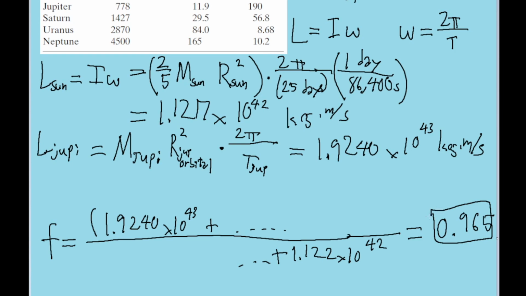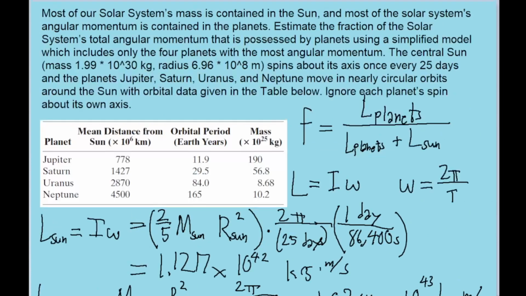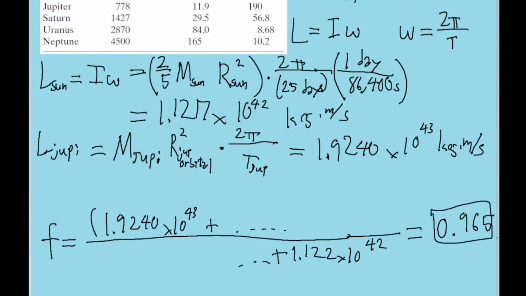That kind of gets the point across that most of the angular momentum contained in the solar system is within the planets. So this is the final ratio that is the answer to this problem.